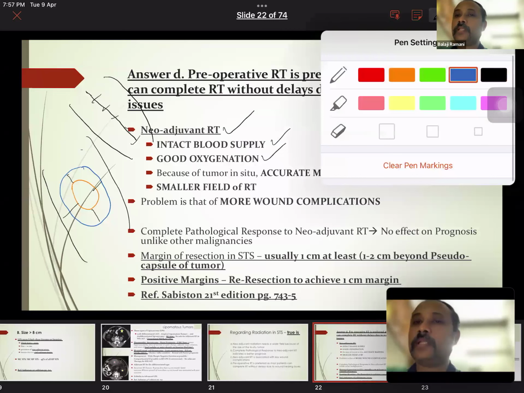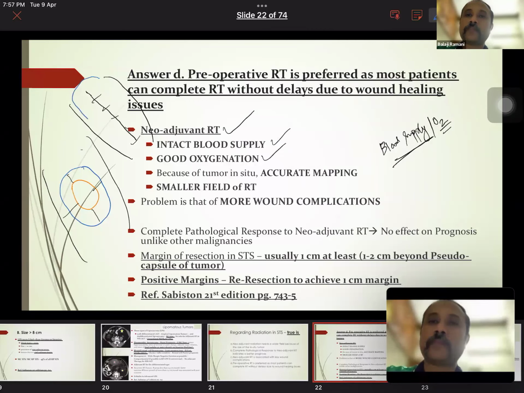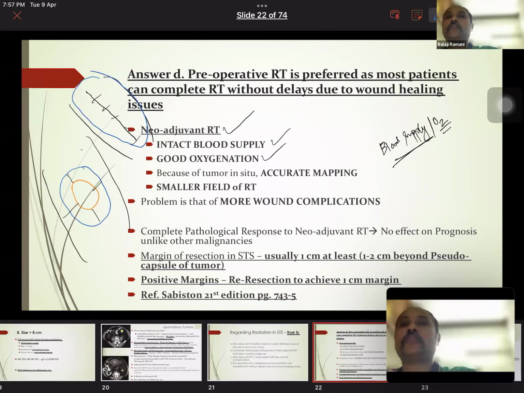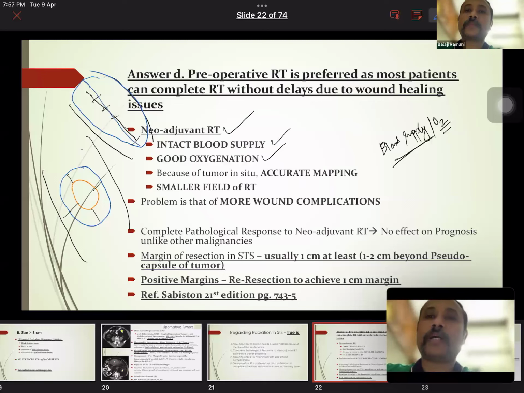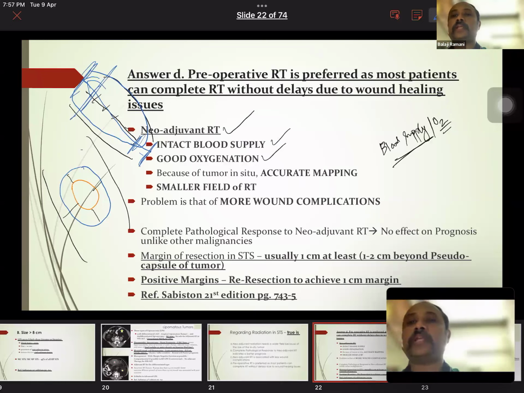Now, where will the planning for radiation be done? That will be done around it, for about a centimeter more than that. So when you have it like this, you need to go for extra margins. Beyond 1 centimeter, you have to go another 1 centimeter. So whenever you are giving post-operative radiation, the field will be much larger.